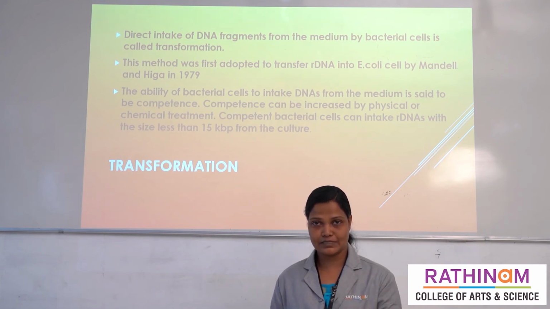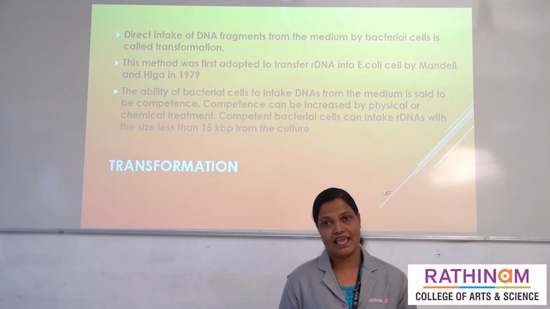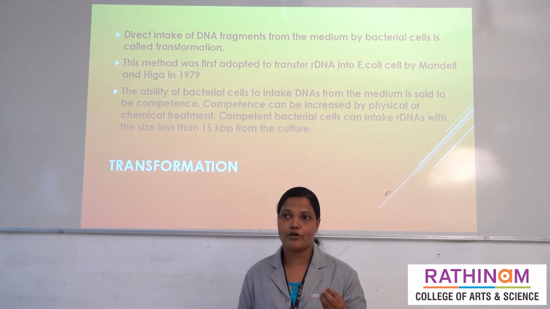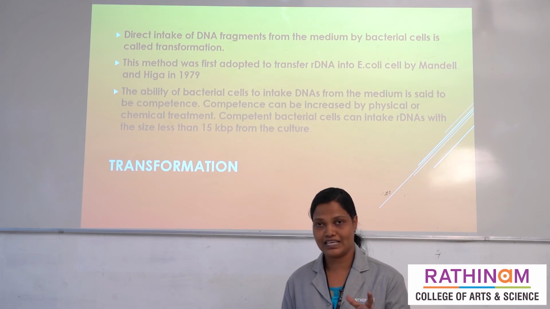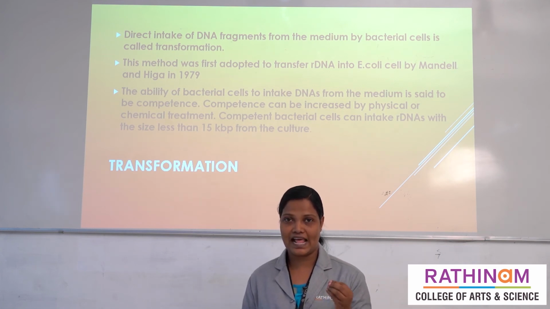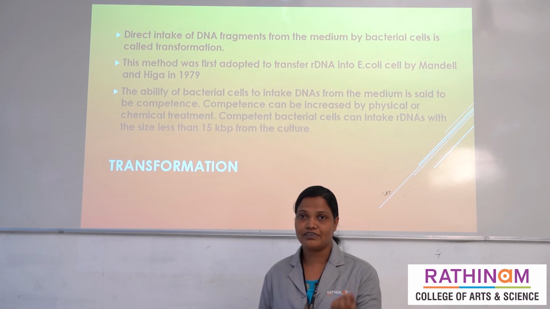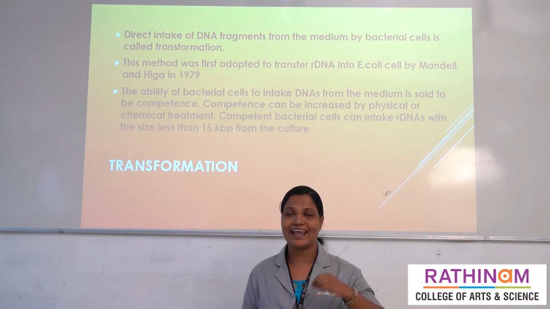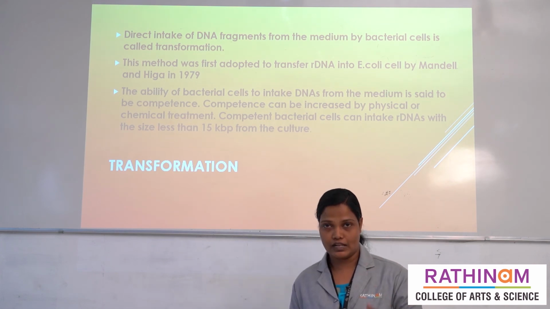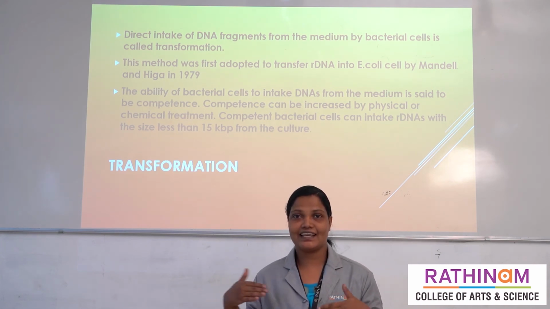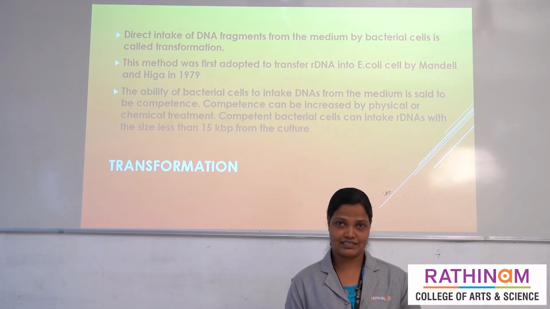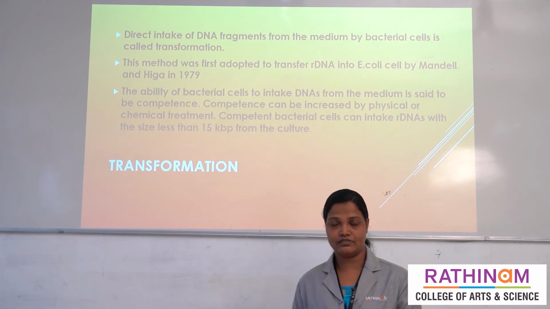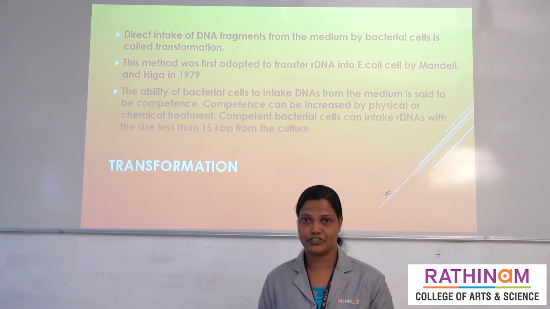This bacteria will be treated with either calcium chloride or magnesium chloride. What is the use of these chemicals? They help to make pores on the surface of the cell wall. If any hole or opening occurs on the cell wall, the DNA can easily enter inside the bacterial cell. So, we have to treat the bacterial cell with calcium chloride or magnesium chloride.